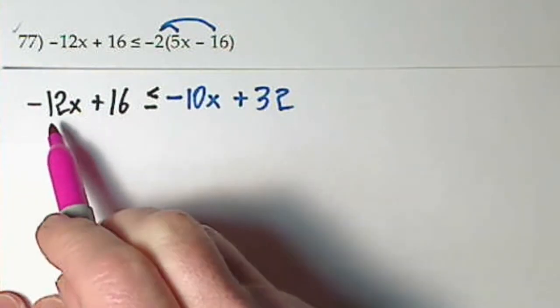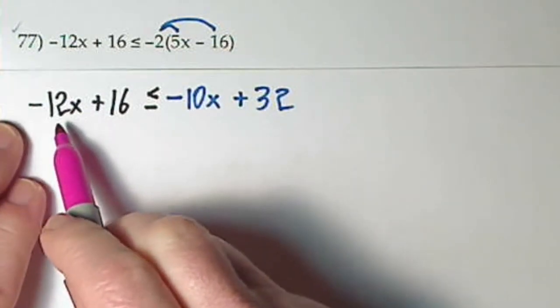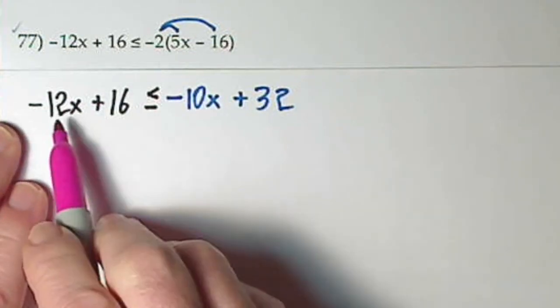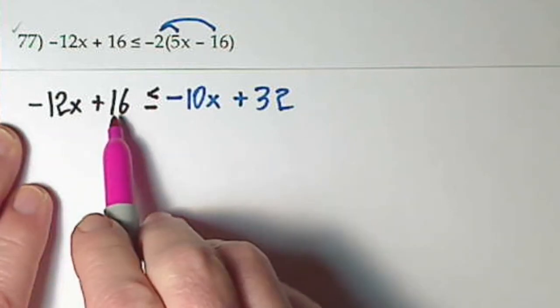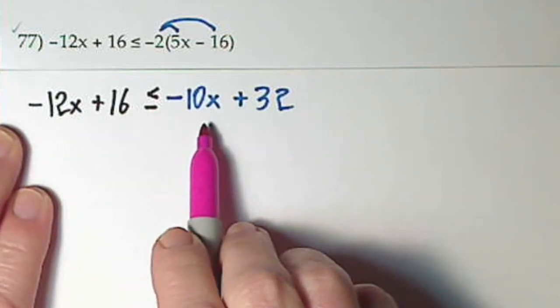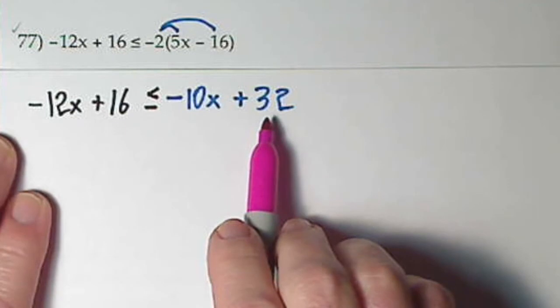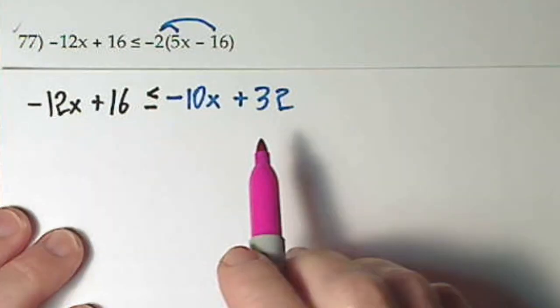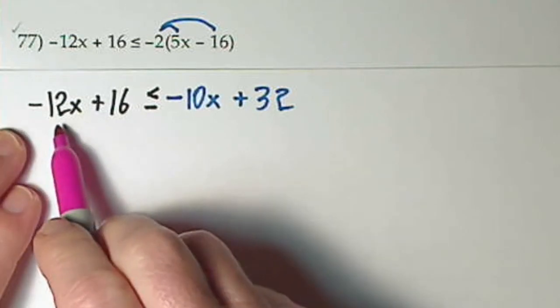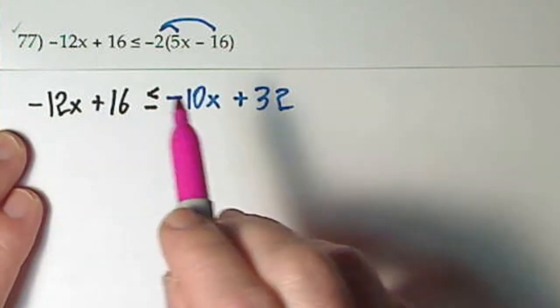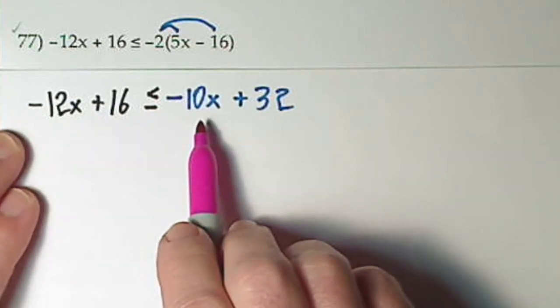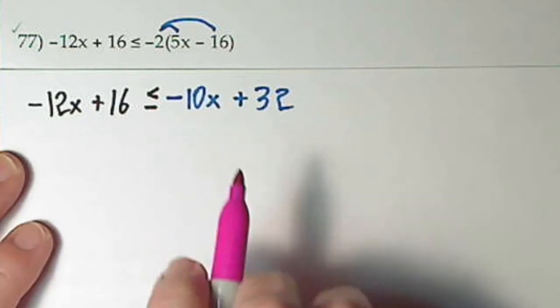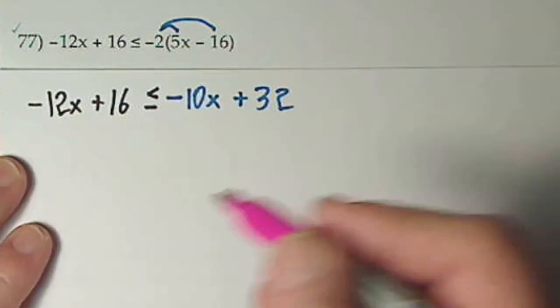I'm going to get rid of the negative 12x. Again, at this point, you could get rid of negative 12x, get rid of 16, get rid of negative 10x, or get rid of 32. This first step really is up to you. And my preference is to get rid of the negative 12x because I'll end up with a positive 2x over here, and I like to have my variables positive if possible.